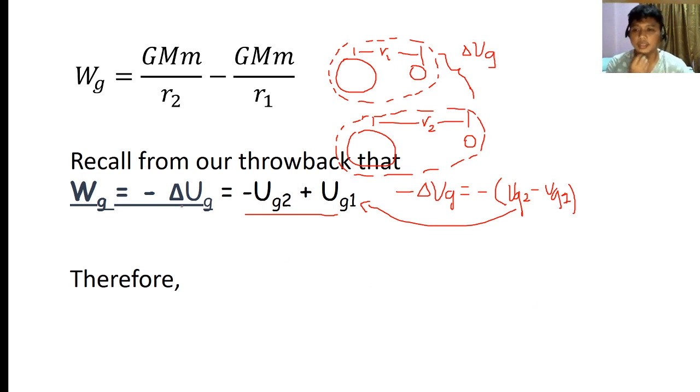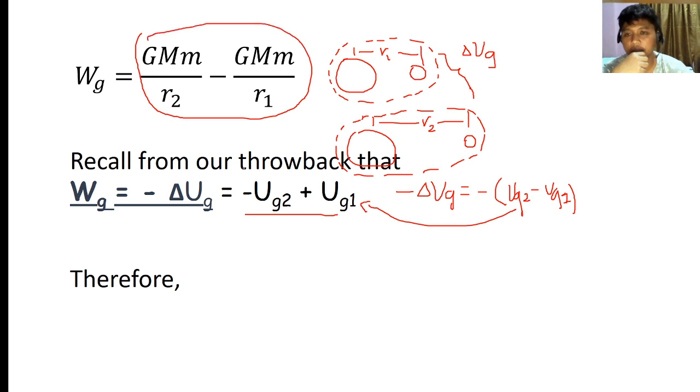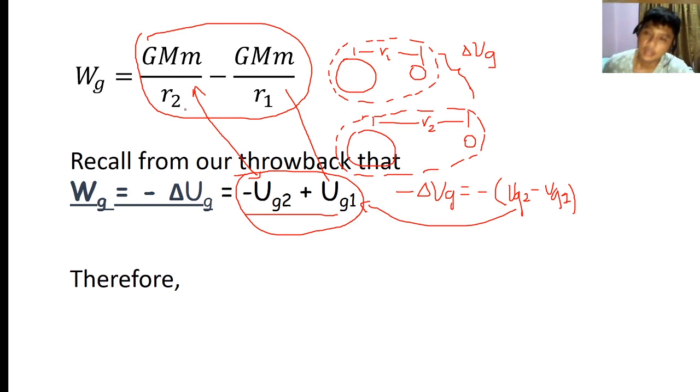But take a look at this. We're now comparing two expressions, this expression and this expression, seeing parallels. First of all, we see that the terms correspond with each other, right? But they correspond in such a way that one is the negative of the other. UG2 corresponds to GMm over R2. The only difference between them is this negative sign, and UG1 corresponds to GMm over R1. The only difference between them is the negative sign.